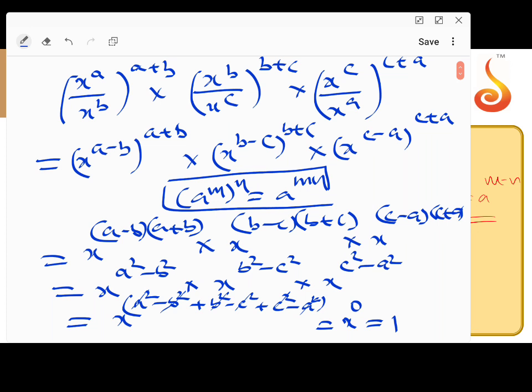All the powers have opposite signs for each one: a² minus a², minus b² plus b², and c² minus c². Everything gets cancelled and should be 0. Power 0. Anything to the power 0 is 1. So therefore the answer for this one is 1. I hope you understand this question.